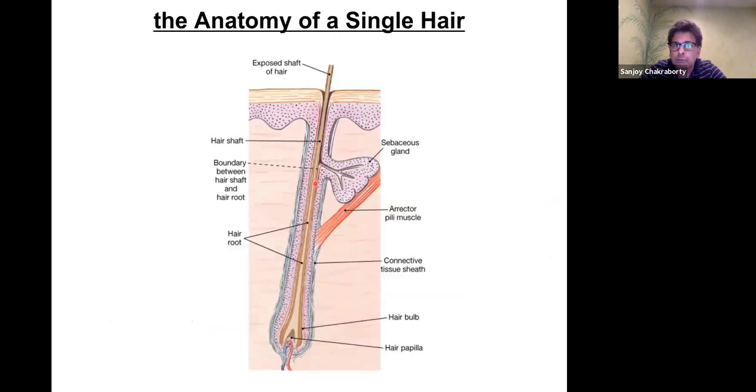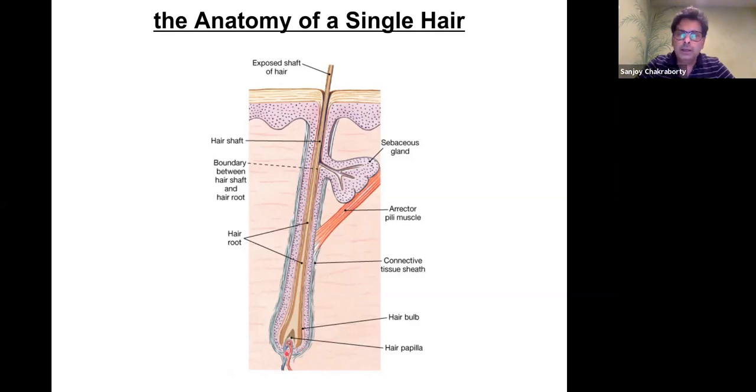So that's the hair root. Somewhere from here, right below the epidermis, and the part that is exposed to your skin, we call the hair shaft. This portion is non-living, but this part is living. The bottom of the hair root is called the hair bulb or hair papilla, right there.